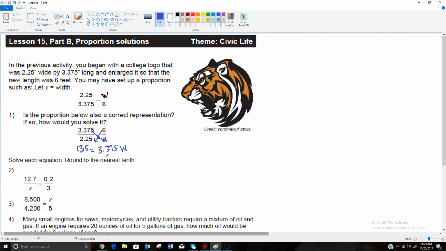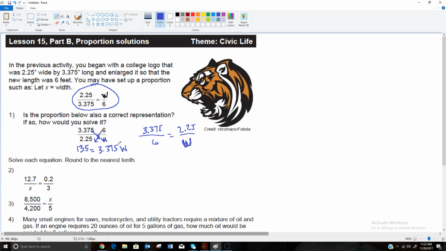So then we divided by 3.375 to find out that the width of the banner, or the billboard, would be 4 feet. Let me write down the other ways just in case you're curious, but again, I would just stick with one way that you're comfortable with. But you could also write this 3.375 to 6 equals 2.25 to W. W's are hard to write with this tablet, sorry.